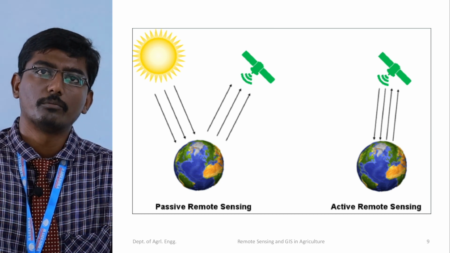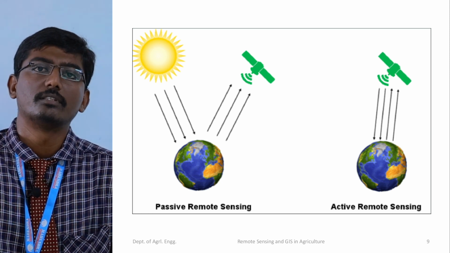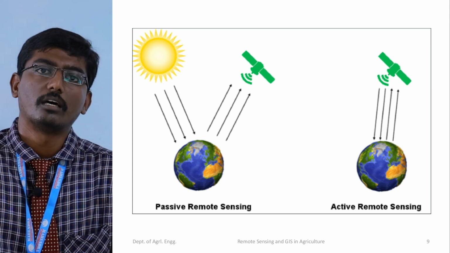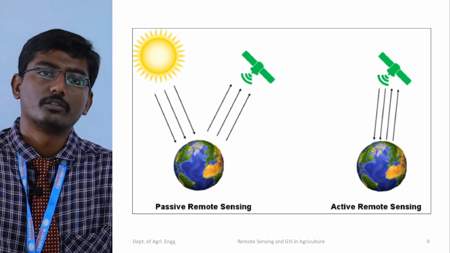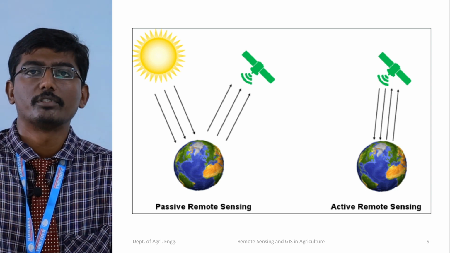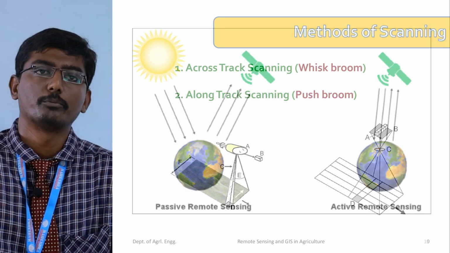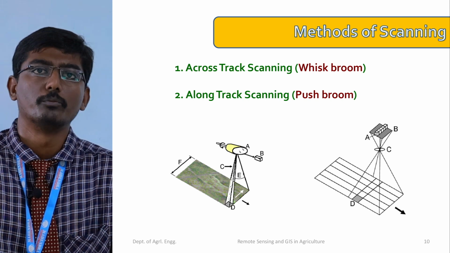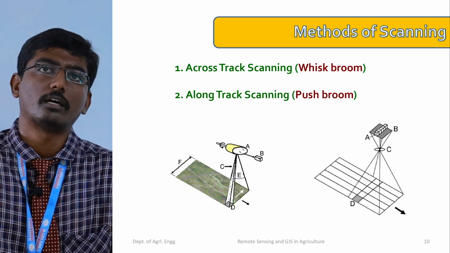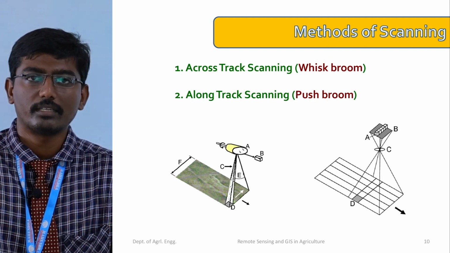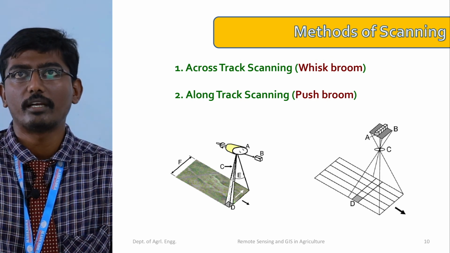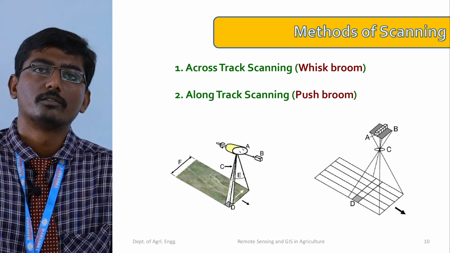So let us discuss how the sensor interacts with the surface and how it captures the images. There are two types of scanning systems: whisk broom and push broom. You can call them across track and along track scanning systems. Across track scanning is whisk broom and along track scanning is push broom.